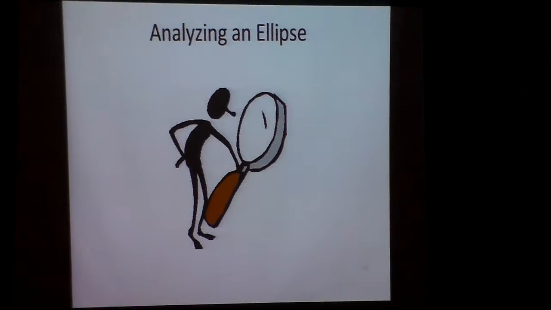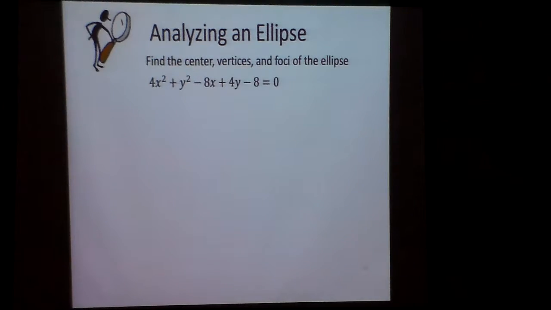Okay, now we're going to analyze an ellipse, or basically we're going to find the center, the vertices, and the foci of the ellipse. That's what we're going to talk about when we talk about analyzing an ellipse. We're going to find all the little points. So how do we do that? Well, first off, let's start with a problem to use as an example. And let's start with this one.